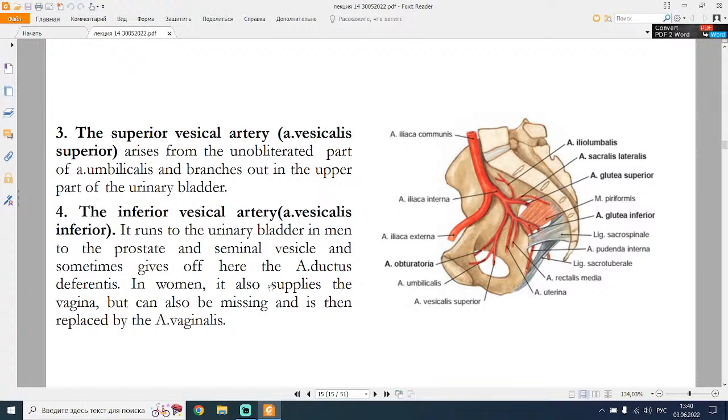Arteria vesicalis superior. What you see: arteria obturatoria, arteria umbilicalis, arteria vesicalis superior. It arises from the unobliterated part of arteria umbilicalis and branches out to the upper part of the urinary bladder.